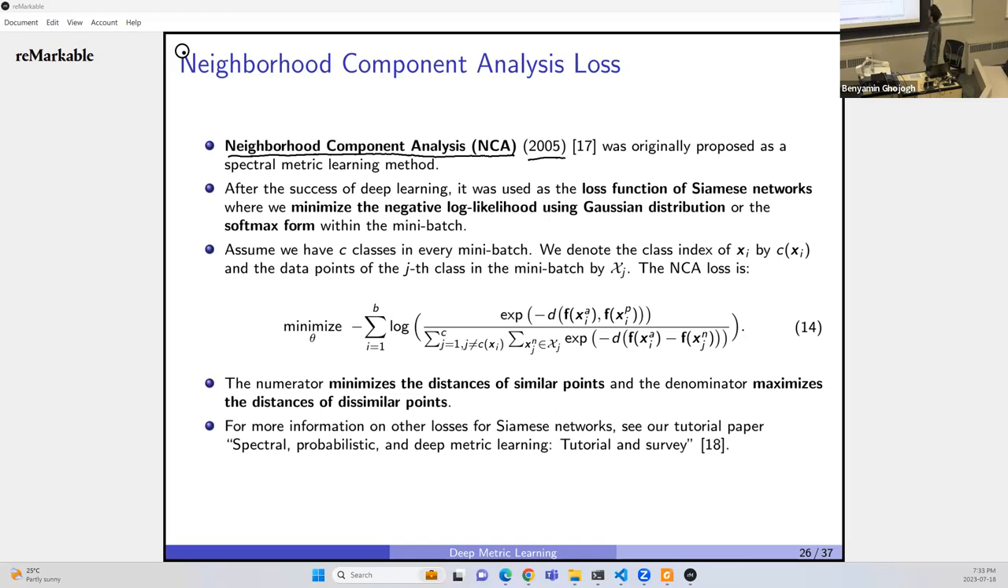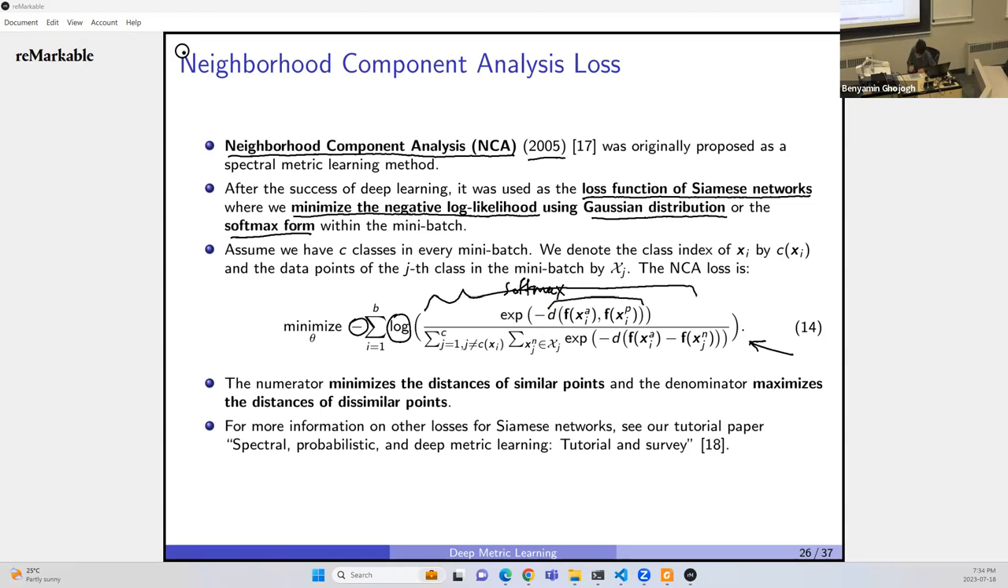Okay, so what do they do? When they use that for Siamese network, it can be seen as a loss function of Siamese network. What does it do? It minimizes the negative log likelihood using Gaussian distribution or softmax form, right? So this is exactly softmax form, right? Equation 14. This is the NCA loss. So what does it do? It says minimize minus log of this. What is this? Exactly softmax. But softmax of what? Let's see.